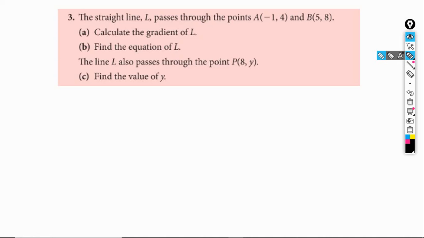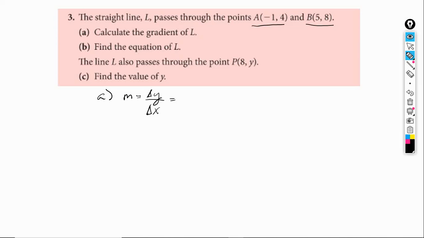It says the straight line L passes through the points A(-1, 4) and B(5, 8). Question A: calculate the gradient of L. Remember that the gradient is m in the linear function. So m is equal to the difference in y over the difference in x. So basically, we need to subtract the y and x coordinates in A from the y and x coordinates in B.